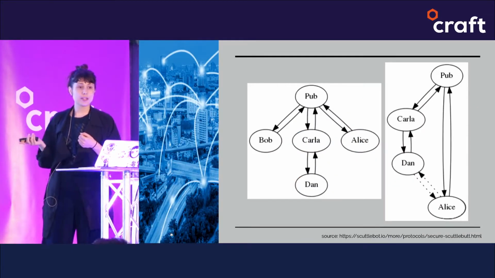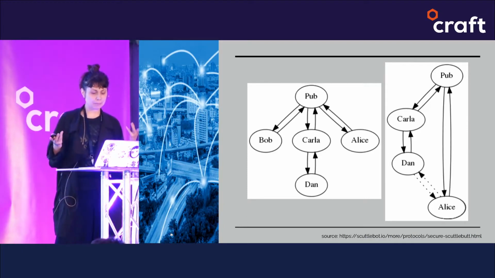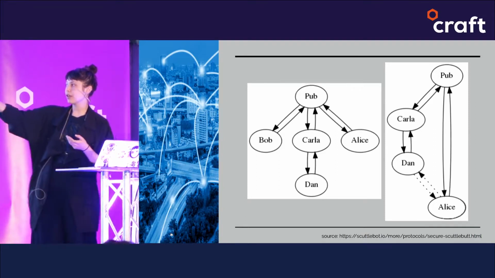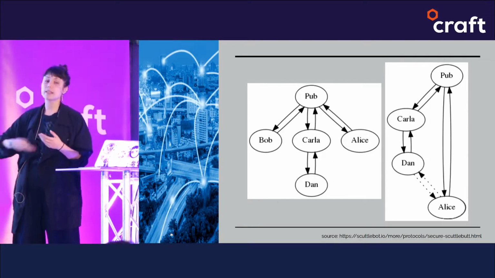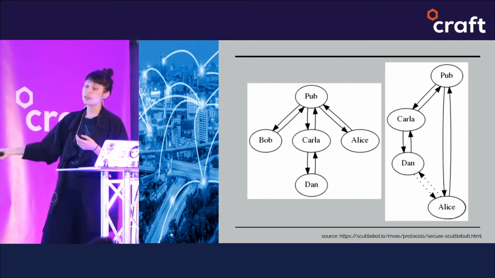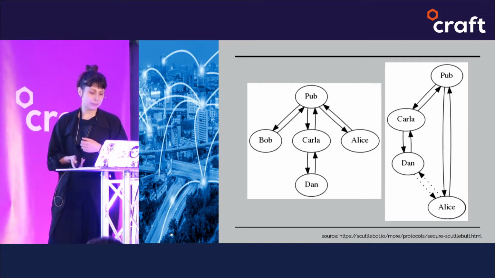So Scuttlebutt is an example of a gossip protocol, and that's what the word scuttlebutt means in pirate slang. And what it means here is that posts are passed through the network. So you can see here that Bob, Carla, and Alice are all connected to a pub. Dan is not connected directly to Alice, but because messages are passed transitively through the social graph, Dan can still read Alice's posts. She's not so far out, and her messages will travel to him.